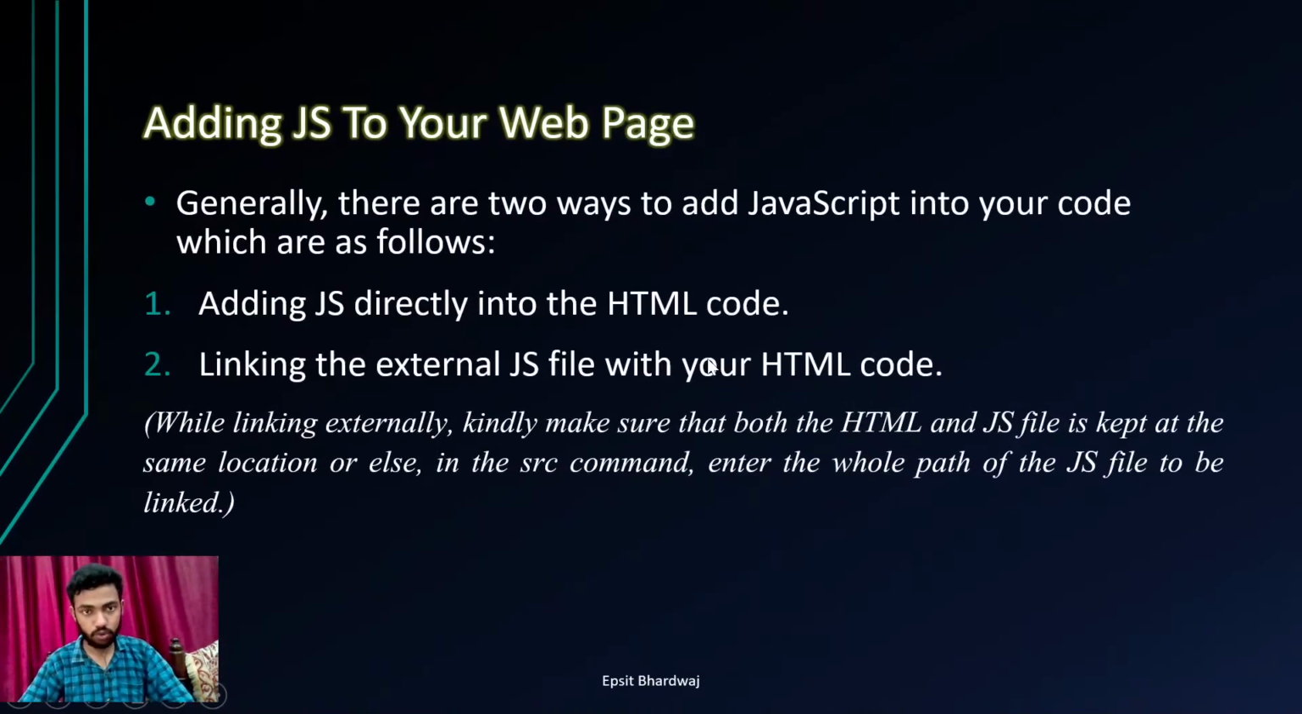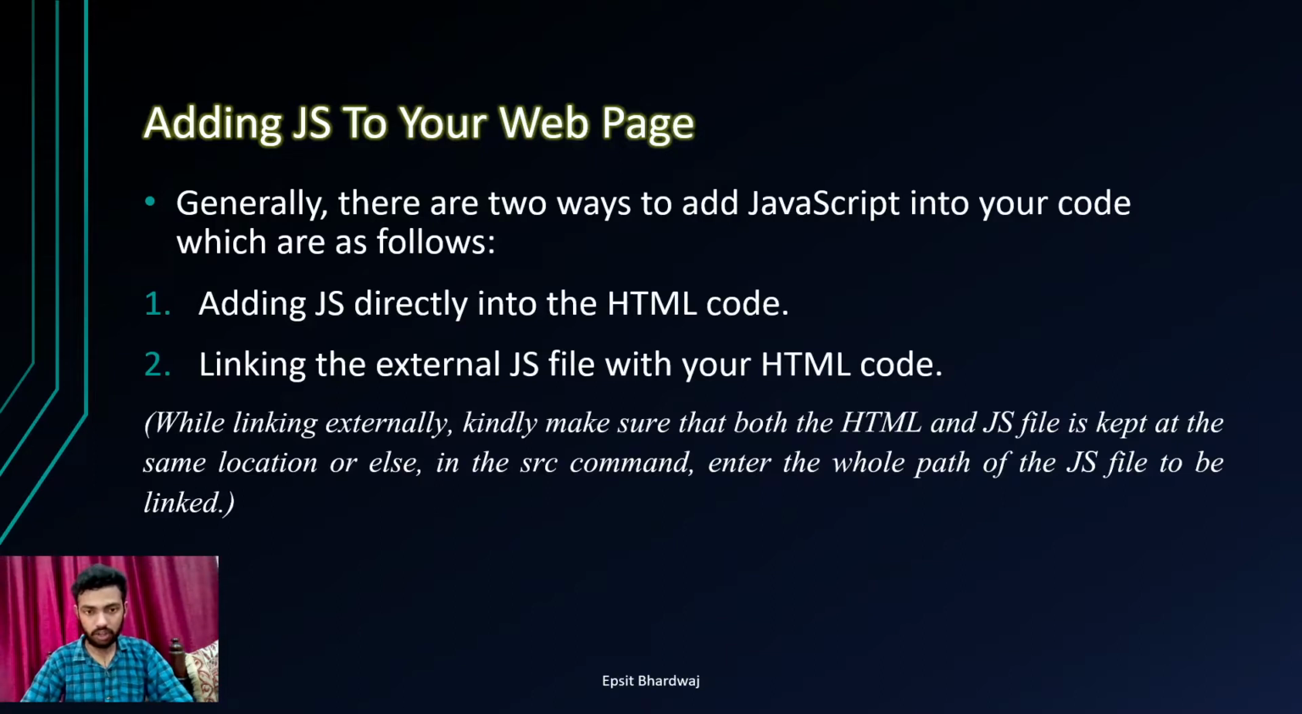Adding JavaScript to your web page. Generally, there are two ways to add a JS file into a code, which are as follows. First, adding JS directly into our HTML code. And second, linking the external JS file with your HTML code. Well, one thing to remember is the note that I have provided in italics.